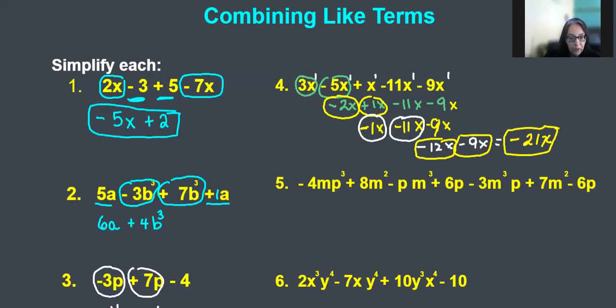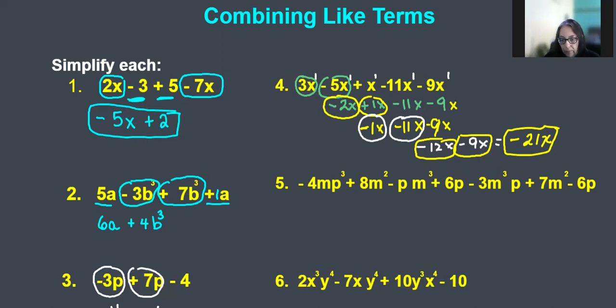All right, here we go. I want to read this next problem before we get started. I got negative 4mp to the third plus 8m squared minus pm to the third plus 6p minus 3m to the third p plus 7m squared minus 6p. Whew, that was a lot. But it looks like we got a lot of like terms we can add together. So let's take a look at this first problem here.